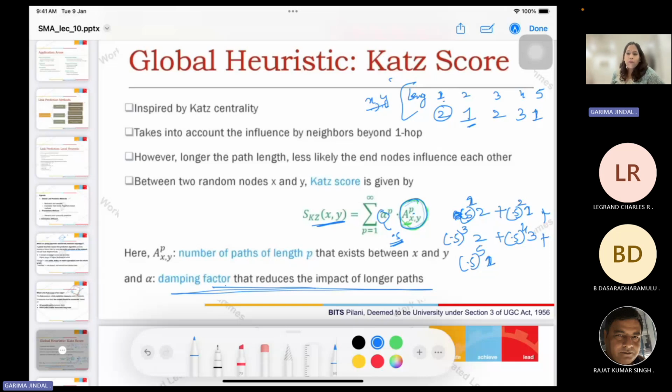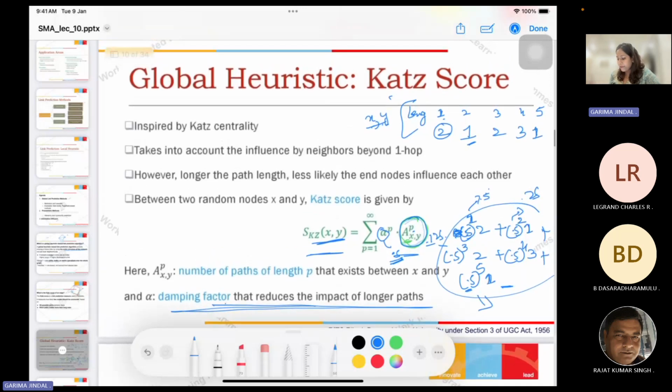In this formula, you can see that the longer the path, the more we reduce its impact using this alpha factor. Here the value of alpha is 0.5, here it is 0.25, here it is 0.125. So you can see that the impact of the number of longer paths is being reduced by the damping factor. This is the formula for the CART score, and doing this entire summation gives you a score.